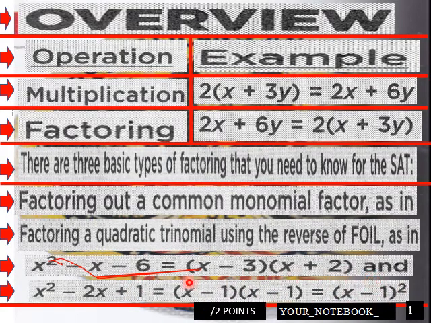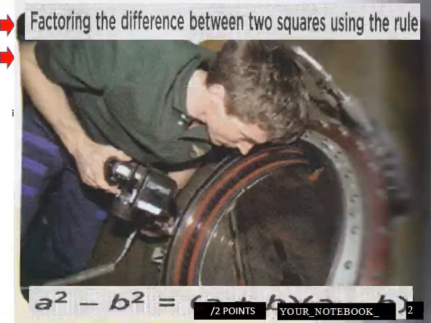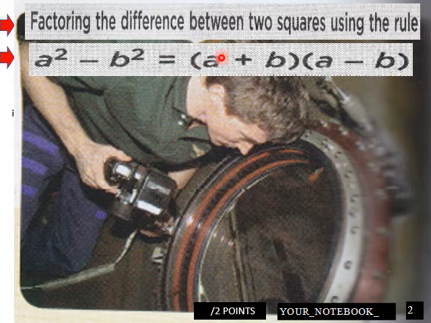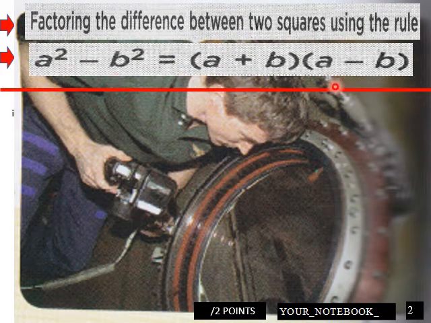Here is the third type, called the difference of squares. So factoring the difference between two squares uses a rule. Here is your pattern for factoring a difference of a square. You go to this kind of pattern.